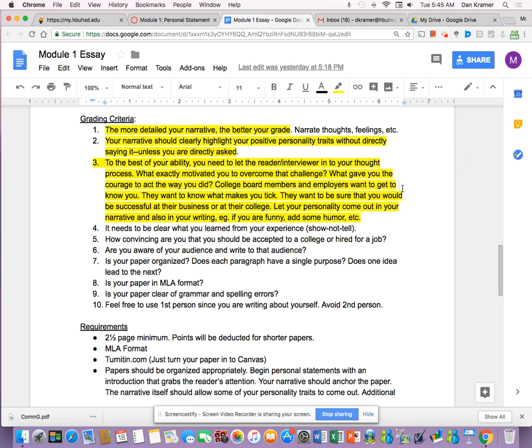College admissions board members and employers want to get to know you. They want to know what makes you tick, like what motivates you, what causes you to act certain ways. They want to be sure that you'll be successful in their college or at their business. Let your personality come out in the narrative, right?